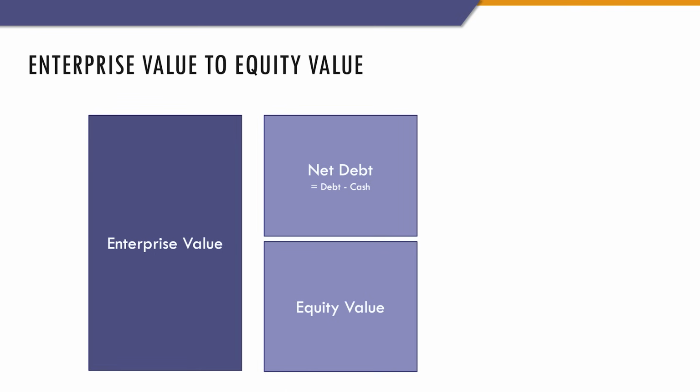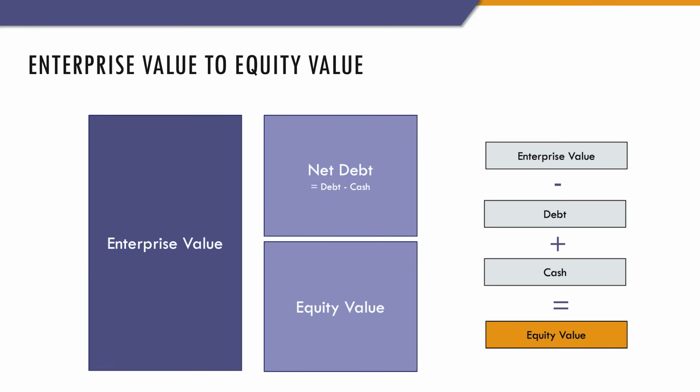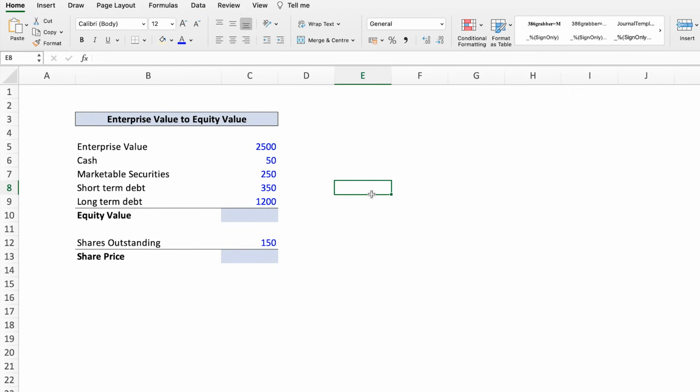So as you can see, the enterprise value has both debt and the equity in it. And the formula for the equity value is actually fairly straightforward. It's the enterprise value minus debt plus cash, which is the same thing as net debt essentially. Now there is a more complex version of this formula, but I'm not really going to talk about it here as I don't want the video to get too long. So let's hop onto Excel here and go from the enterprise value to the equity value.